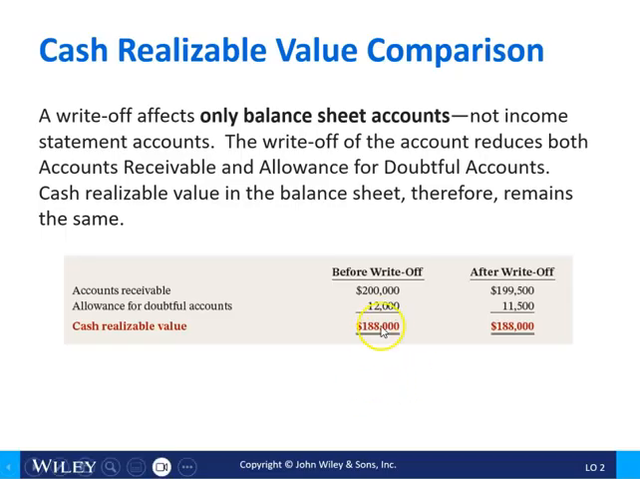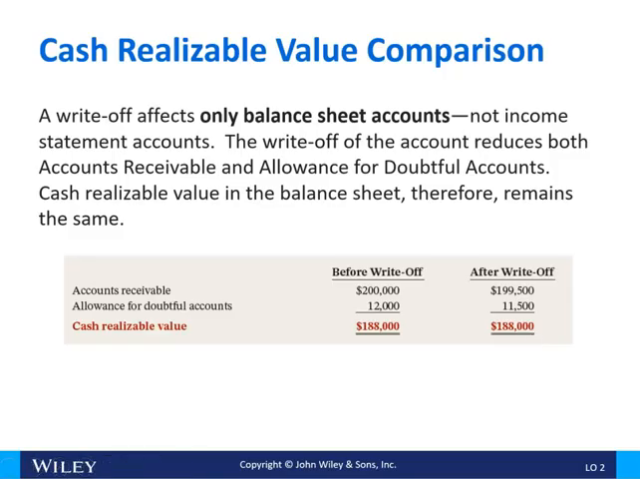So before the write-off, we had an accounts receivable balance of $200,000. Our allowance for doubtful accounts reduced that by $12,000, so our cash realizable value is $188,000. After the write-off of $500, our accounts receivable was reduced $500. Our allowance was reduced $500. Our cash realizable value stays the same at $188,000.